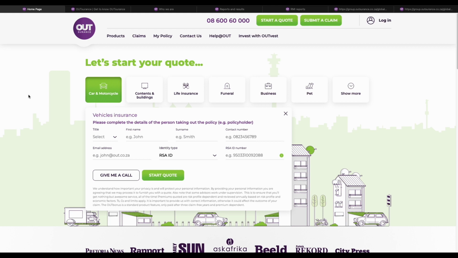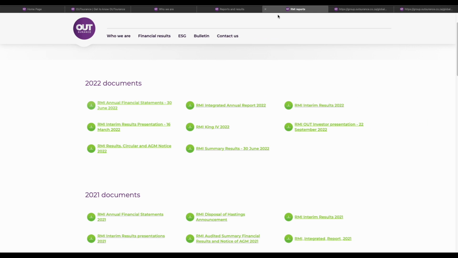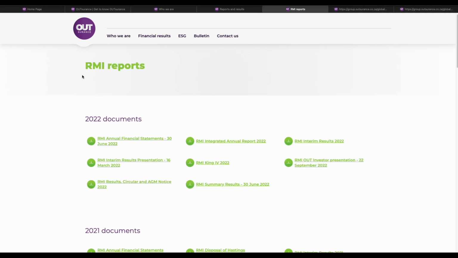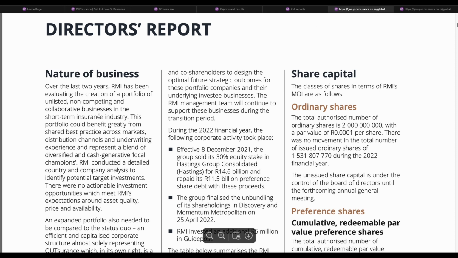So before we move forward, we need to look back at where OUTsurance came from. At this moment, OUTsurance is listed in the GSE, but for some time it traded as an entity of another company that was listed in the GSE. So when you go back in time, you can see they still have some information about RMI reports, and the reason for that is because if you download the 2022 RMI annual report or annual financial statement, you will see that they describe the nature of the business.